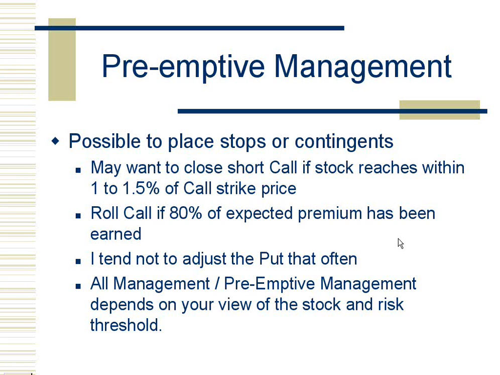But a preemptive way of getting out of the position is using a stop, putting a stop within 1 or 1.5% of your short call strike price. Remember, if we had sold the 50 call on the position, I might want to put in a contingent order with my broker, or look to roll the call, if the stock moves up to $49.50 per share. Preemptively do it before it goes too deep in the money.